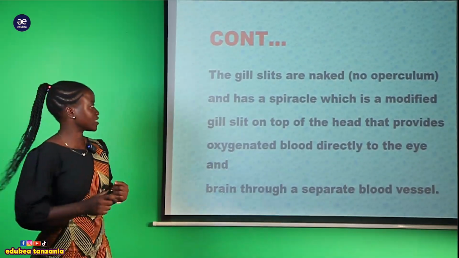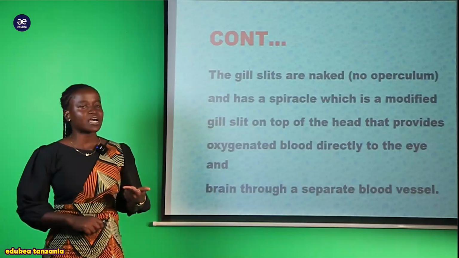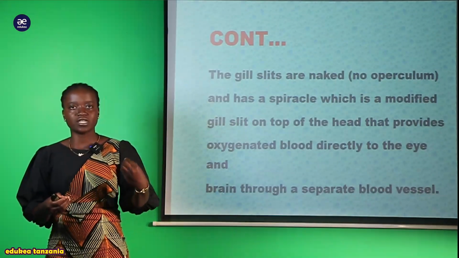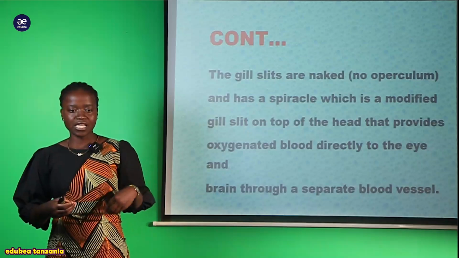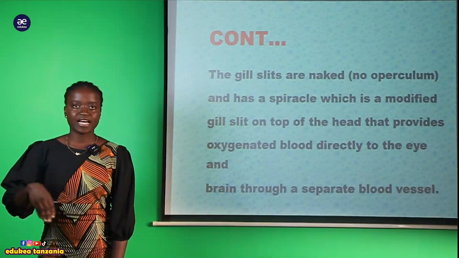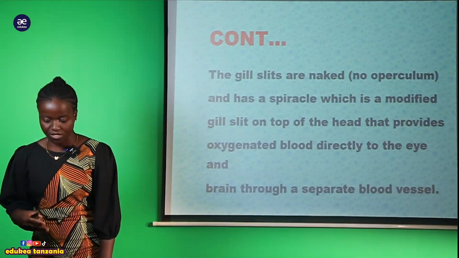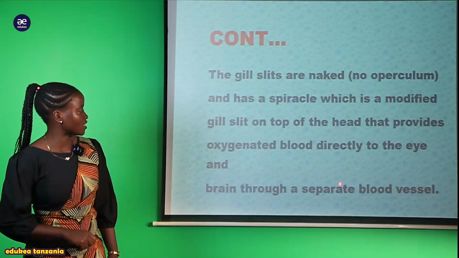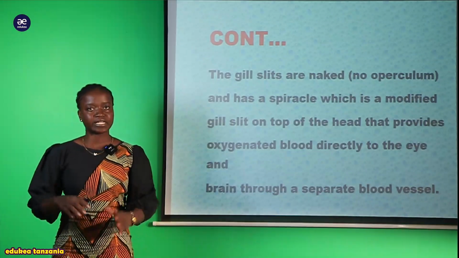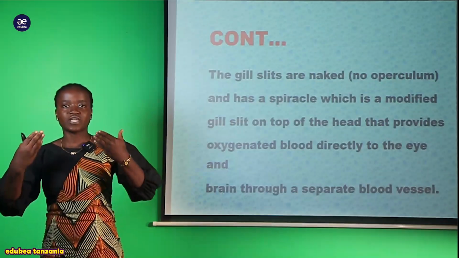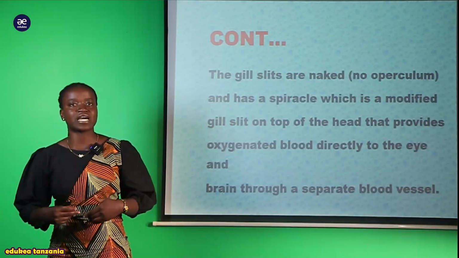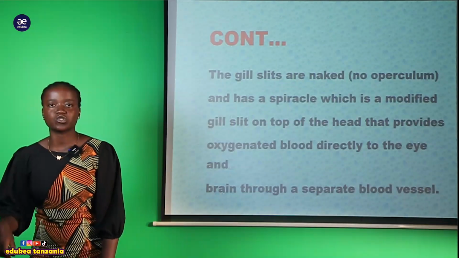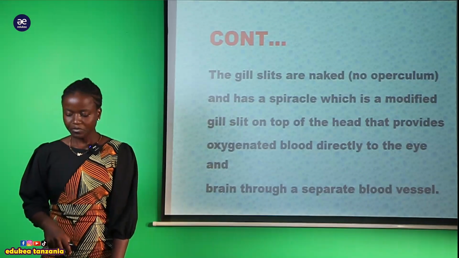But not only that, we have seen that this organism, they have spiracles. Zile spiracles ndizo ambazo zinatumika to taking in oxygen. So ile oxygen inaingia direct within the blood, thereafter inaanza ile circulation very easily. And not only that, we have said that this oxygenated blood ndiyo ambayo inatumika kwenye brain and the blood vessels. So their body, they get oxygen by using this structure ambayo inaitwa spiracles inayopatikana on the top of their body.